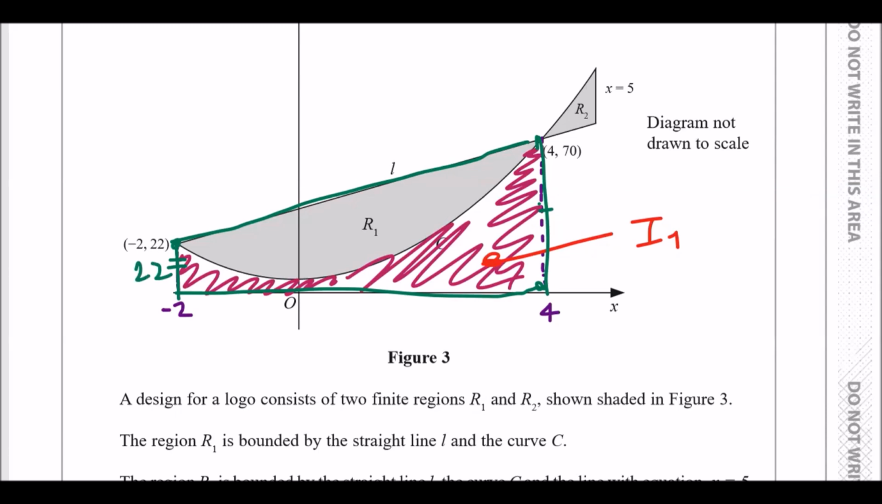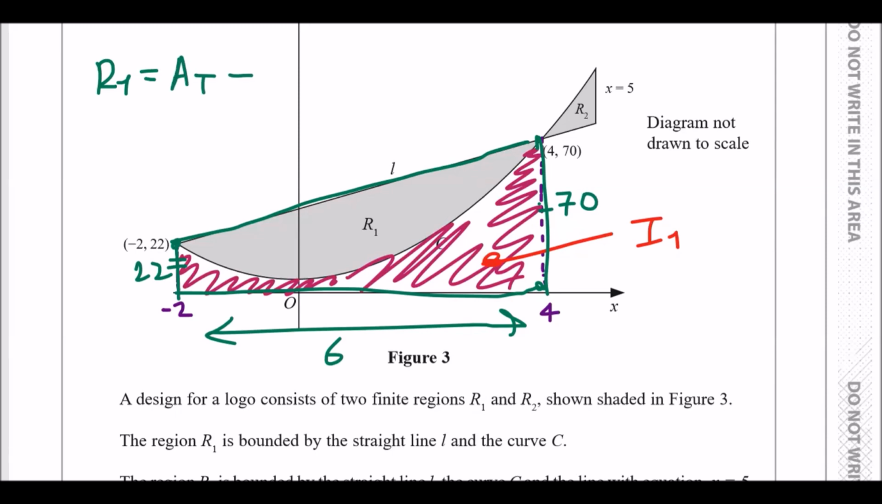So it's 22, length of 70, and we got a width now from minus 2 to 4 of 6. So effectively, the way to calculate region 1, if we had to do a formula, we could say that region 1 is composed of finding the difference between the area of the trapezium and the purple region, which I called I1. So that's it, guys. If you can work out this equation, you found the area of region 1.